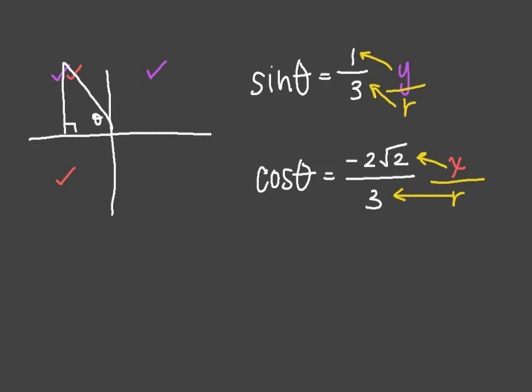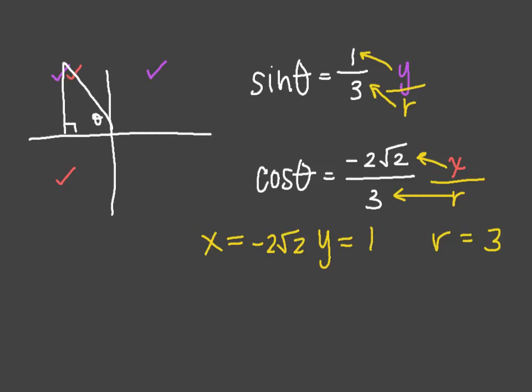Okay, so hopefully you're noticing that this makes sense because our x value, our y value, and our r value, they're coming from the same triangle. So we see that on both of these ratios, we have 3 in the denominator. Well, that's a good sign because the radius is supposed to be 3. Okay, that means my x value is -2 root 2, and my y value is 1.